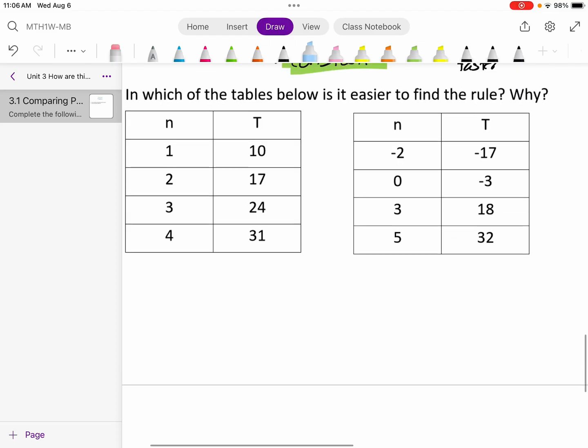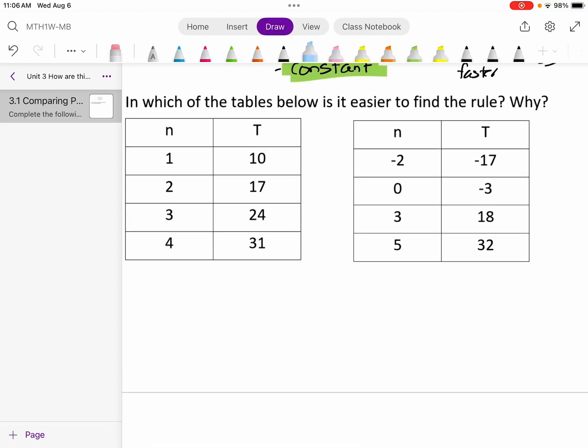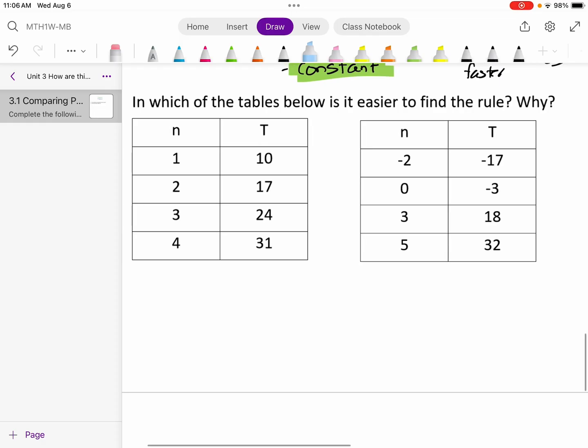Okay. In which of the tables below is it easier to find the rule and why? So I want you to take a second. I want you to see if you can find the rules for these patterns and then come back.